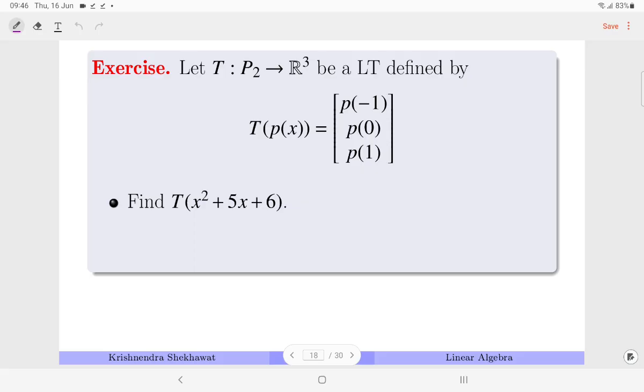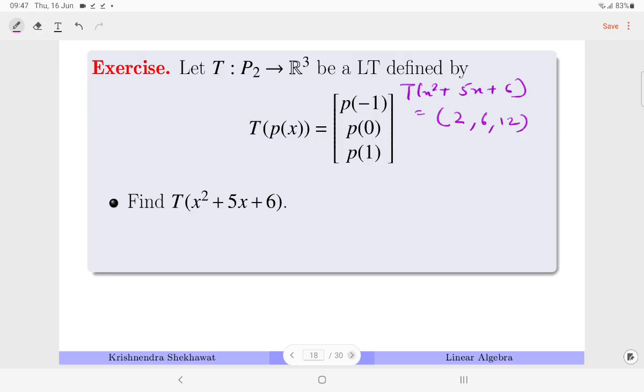Moving further, let T from P2 to R cube be a linear transformation, which is defined as follows. The first step is to find T of x square plus 5x plus 6. So this is same as P of minus 1. So if I substitute minus 1 here, this becomes 1 minus 5 plus 6, which is 2. Then P of 0, this gives you 6, and P of 1, which is 1 plus 5 plus 6, which is 12. So this is my required T of x square plus 5x plus 6.